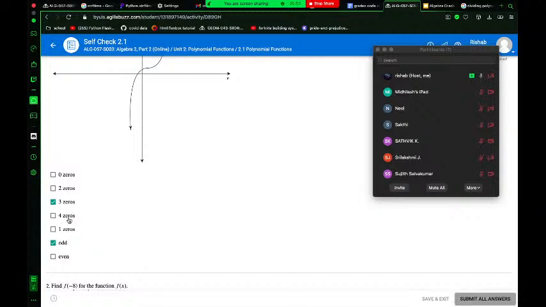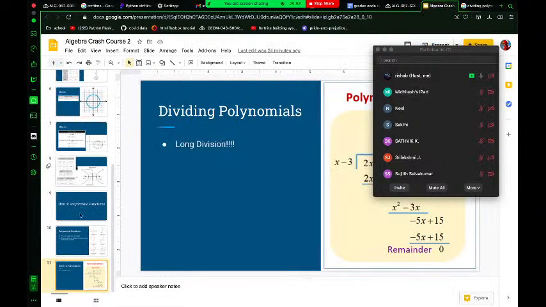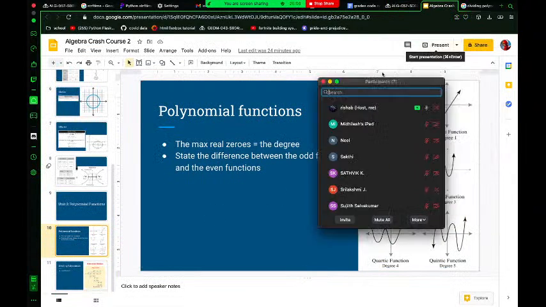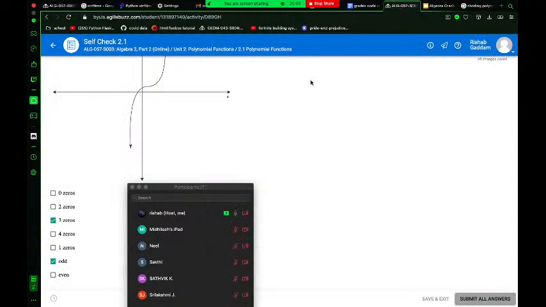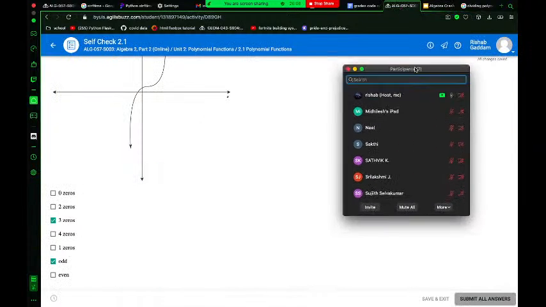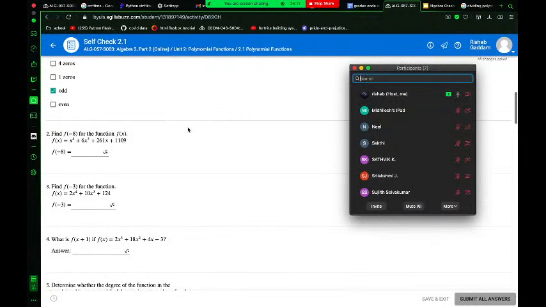And 1 zero, but 1 zero functions don't look like this. 1 zero functions are linear equations, which look more like a straight line. It's slanted. So that's why that answer is wrong. So yeah, good job, Satvik.